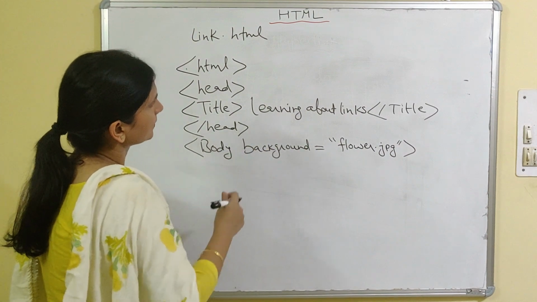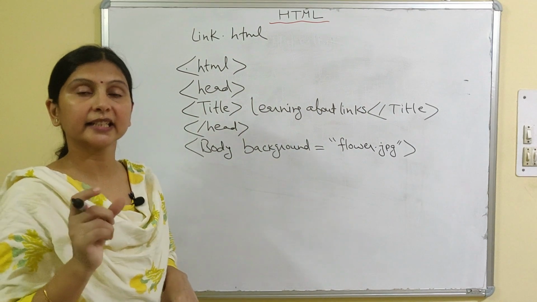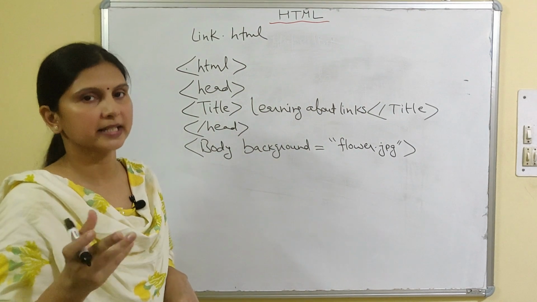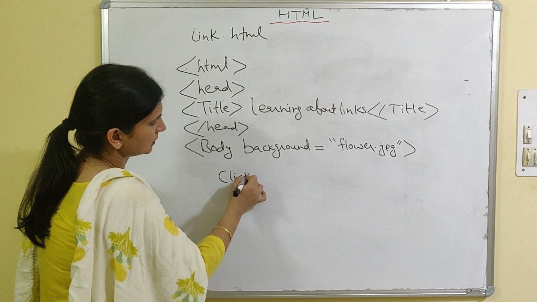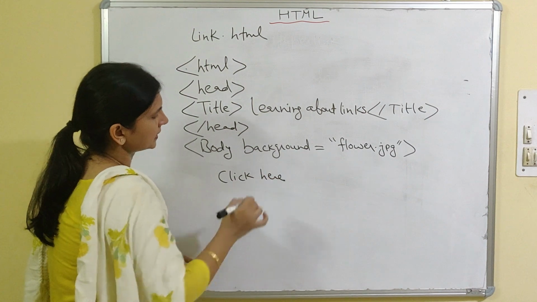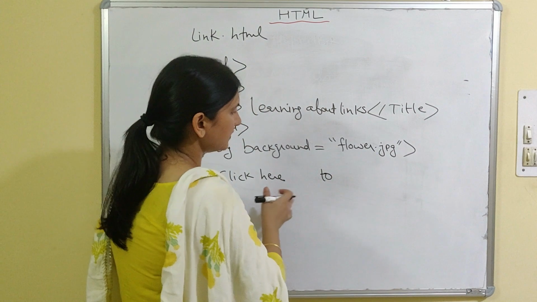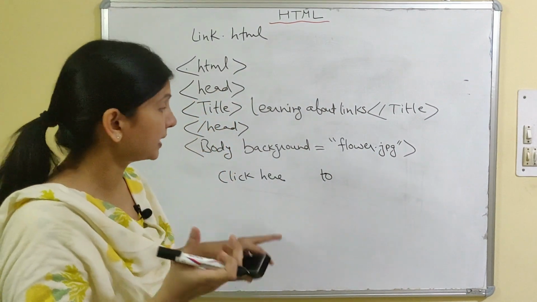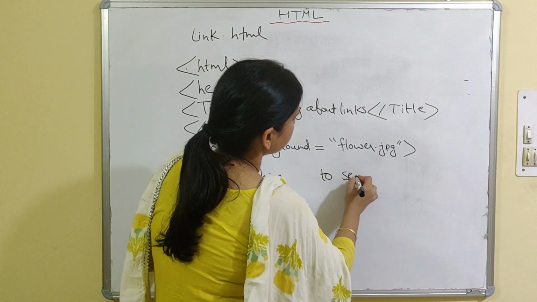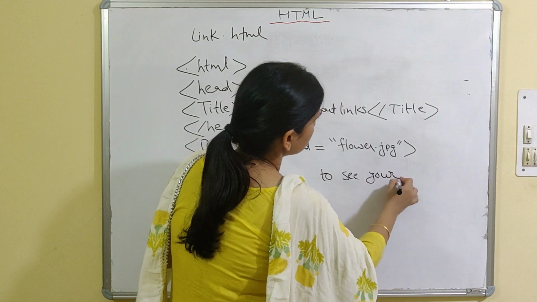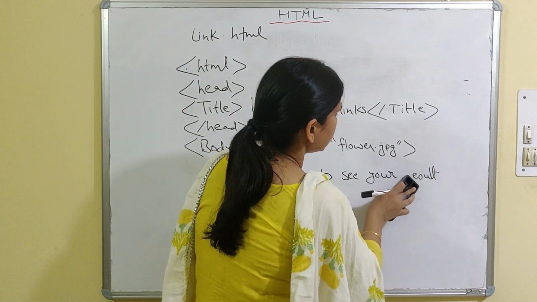Okay, now to create the hyperlink. What was the line? "Click here to see your result." First I will write "click here" with some space, leaving space so that I can create the hyperlink of this. "Click here to see your result." This was the line.